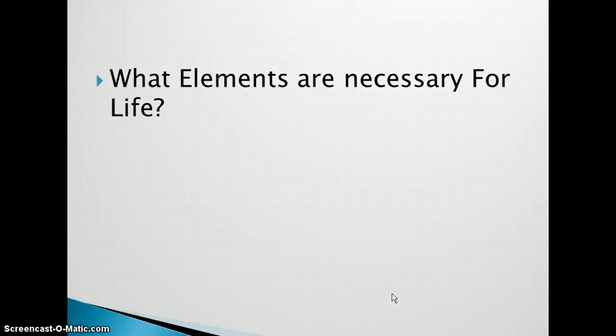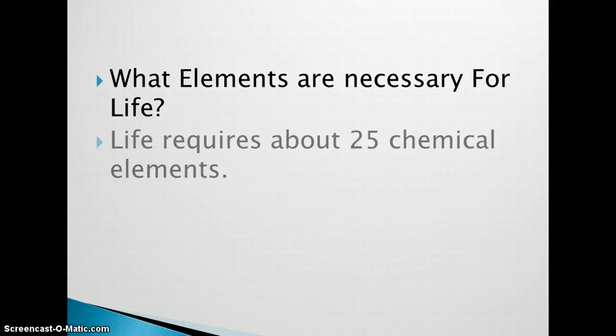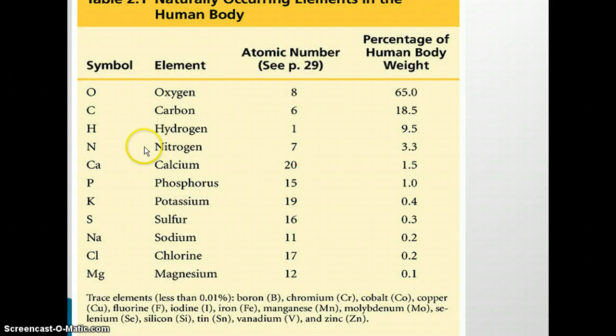What elements are necessary for life? We actually require about 25. However, it's these top 4 that we're going to talk about the most. So oxygen, that's 65% of your weight, carbon, hydrogen, and nitrogen. You can see all these others. I know in class a lot of you guys were talking about iron. That's less than 0.01%. So you have all of these things. And if you look at your vitamin pill packet, you'll see most of these on there.